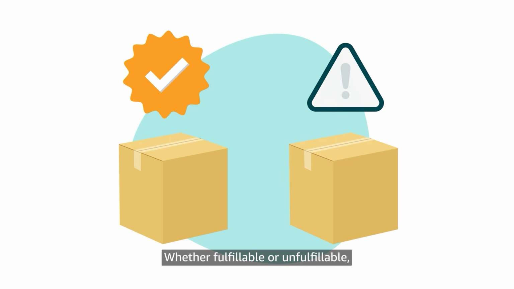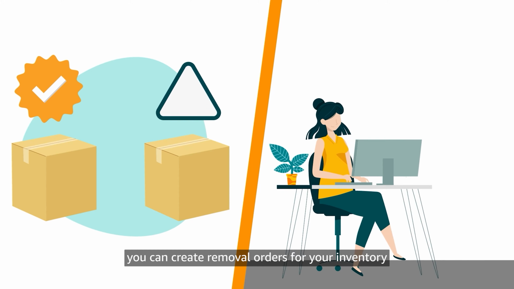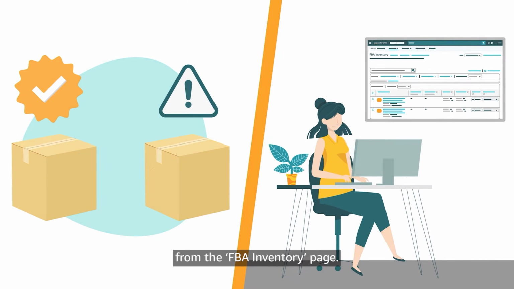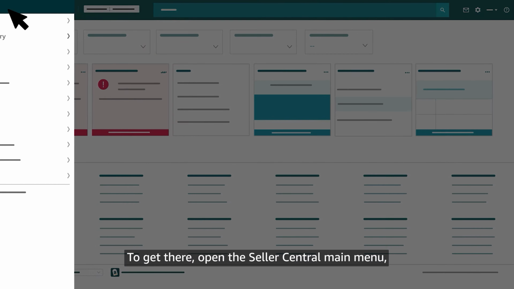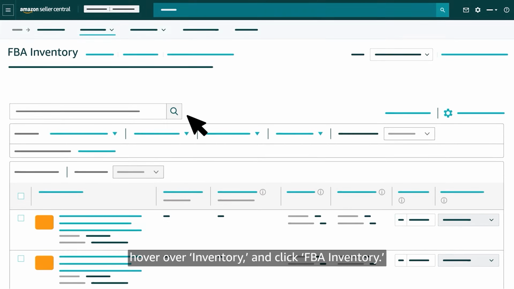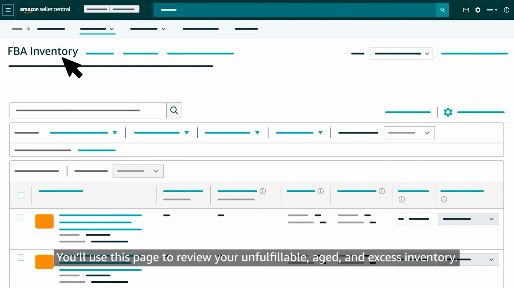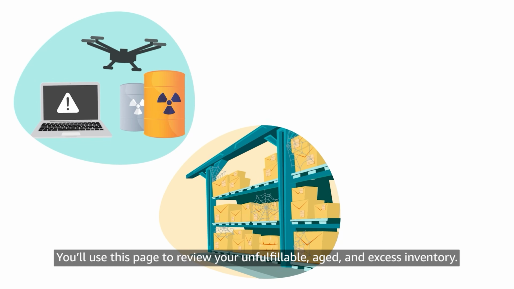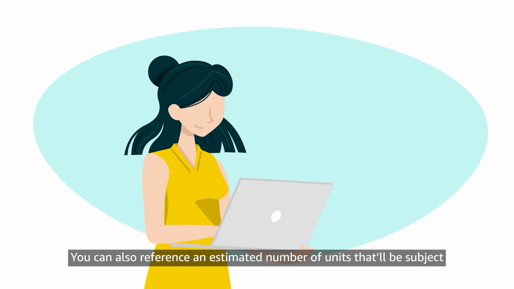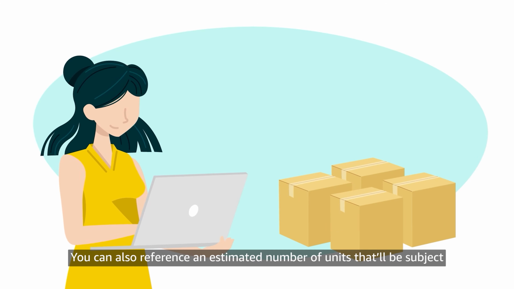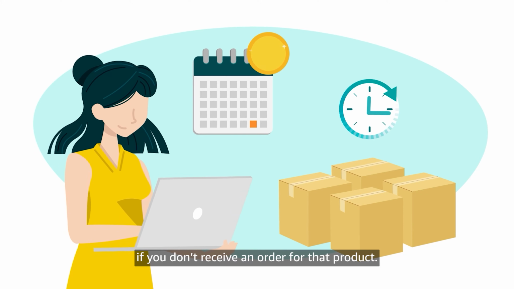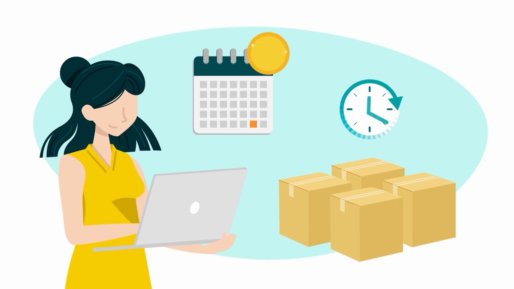Whether fulfillable or unfulfillable, you can create removal orders for your inventory from the FBA inventory page. To get there, open the Seller Central main menu, hover over Inventory, and click FBA Inventory. You'll use this page to review your unfulfillable, aged, and excess inventory. You can also reference an estimated number of units that'll be subject to an aged inventory surcharge on your next charge date if you don't receive an order for that product.